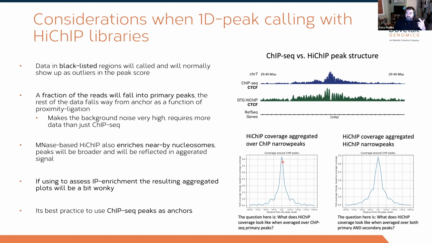Now, if we use the peaks that were derived from HiChIP coverage, the peak signal looks different. It's going to look wonky because you're capturing all of this signal and you're capturing the secondary interaction. So it's always best practice to use ChIP-seq when asking questions about the primary peaks. But if you don't have it, you still get a peak signal. It's just not maybe what your expectation was. And this is because you're asking fundamentally different questions, between primary peaks versus aggregating over primary and secondary and nearby nucleosomes and all that fun stuff.